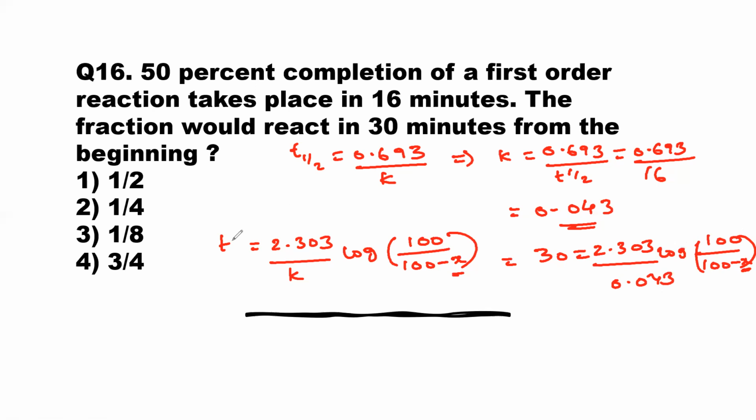Let us take the answer now. It should be approximately 1 by 4. You can select, check it out. 75% of the reaction is completed almost. So it is 1/4, means 1 by 4th of reaction is completed. You can just check it out. So I hope it is clear, at least now.